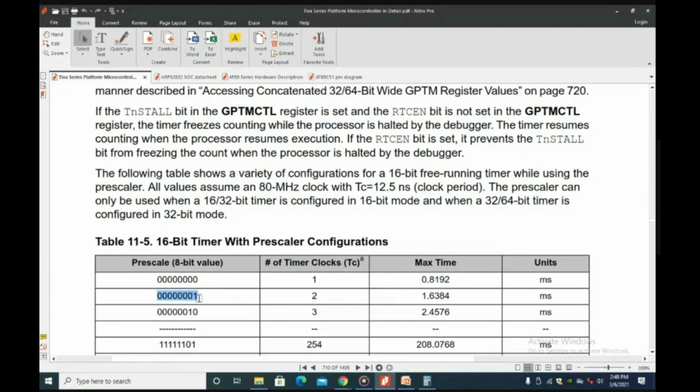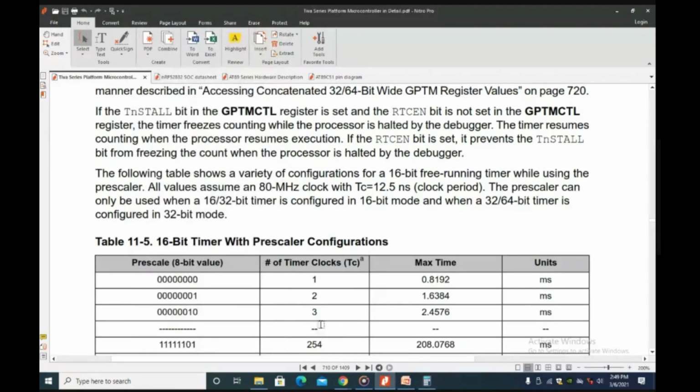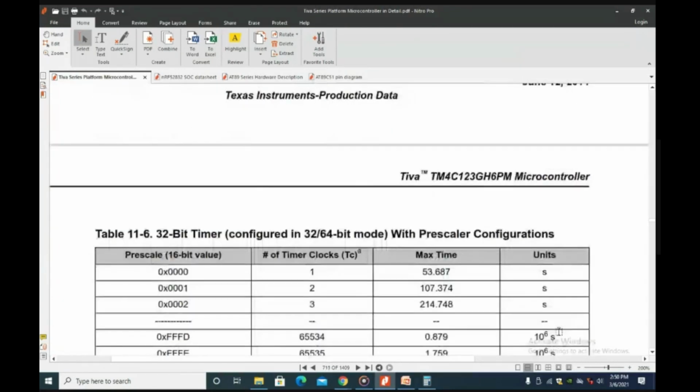When the prescaler value is 1, it is divided by 2. When it is divided by 3, the clock frequency is divided by 3, so it will take 3 times the time to overflow. So only after 2.4576 milliseconds will it overflow. Similarly, if you go for divide by 256, it will take 209.7152 milliseconds to overflow once. So this is the beauty of the prescaler that you can understand very well from this diagram. Later on you can look at it in the data sheet in more detail.